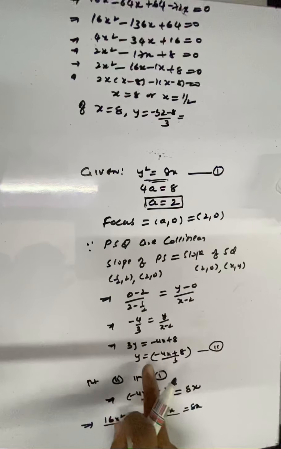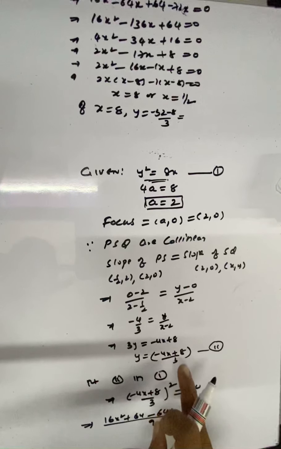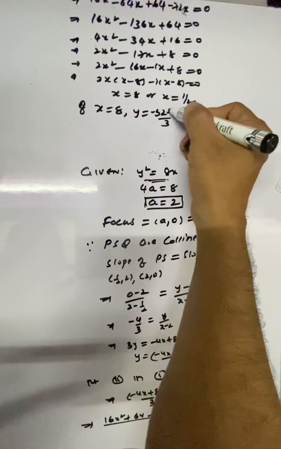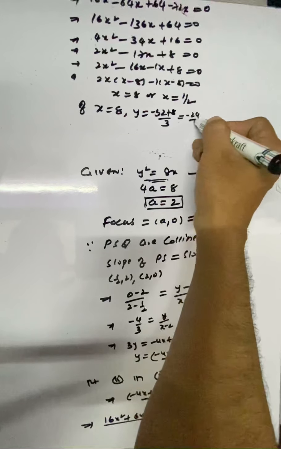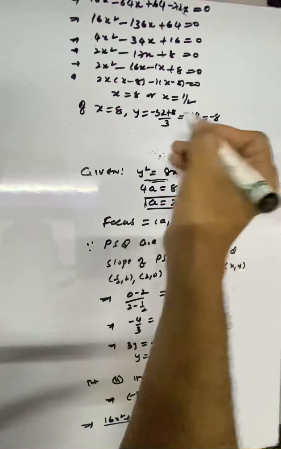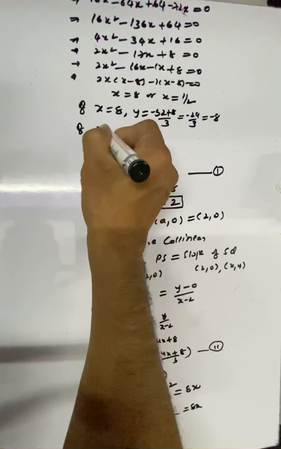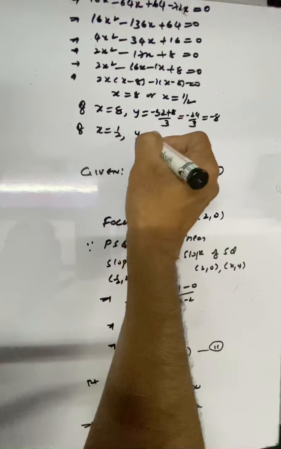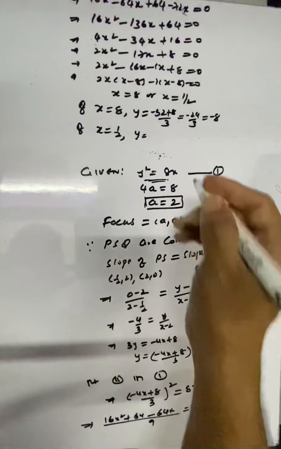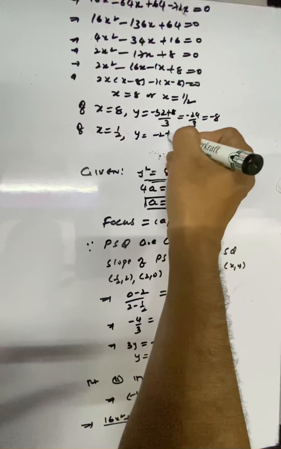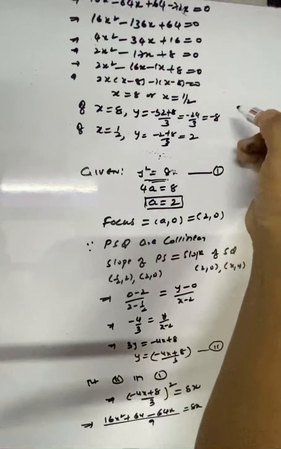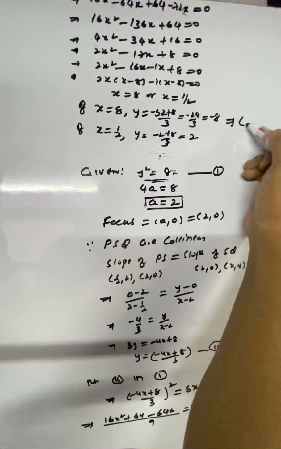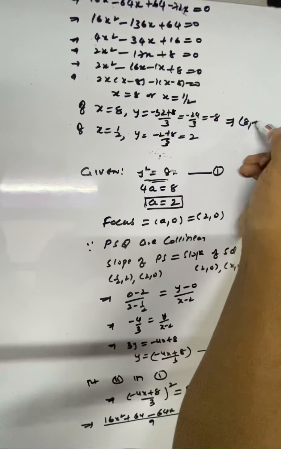So plus 8 minus 24 by 3 minus 8. If x is equal to 1 by 2, y is equal to, if I substitute x as 1 by 2, minus 4 by 2, minus 2 plus 8 by 3. 6 by 3 is 2. So here the point will be 8 comma minus 8.